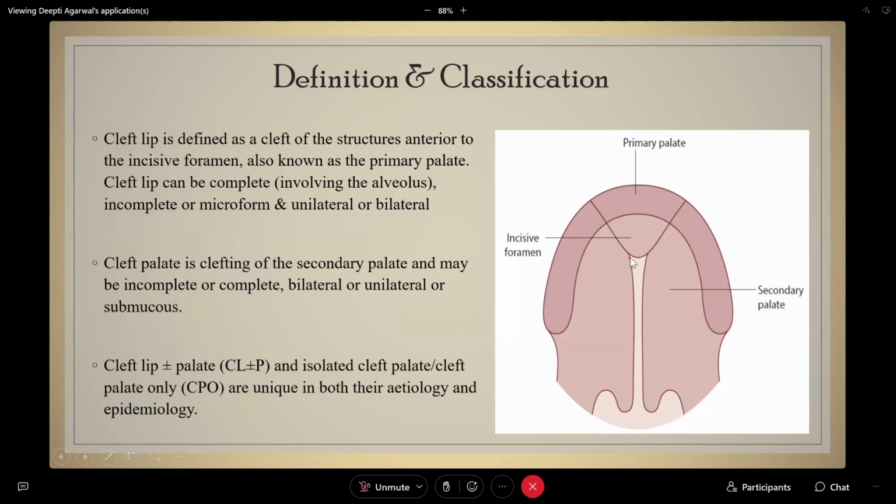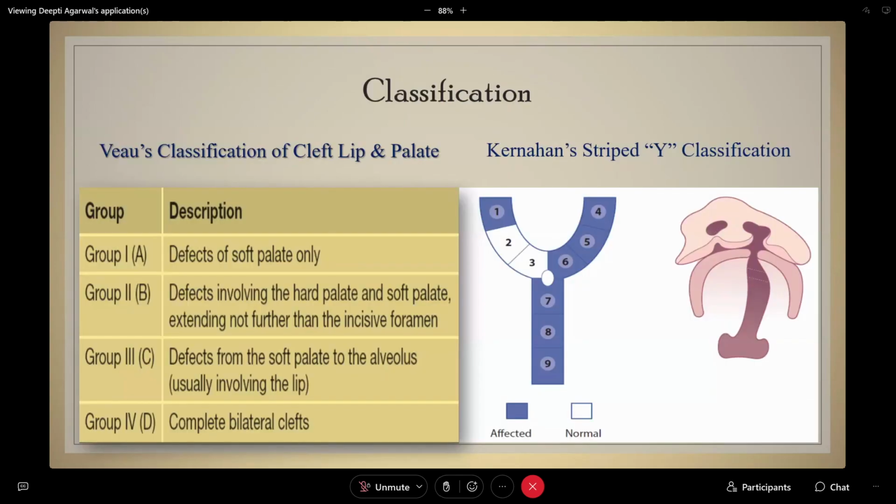Here is your incisive foramen, and structures clefting anterior to this are called cleft lip. It can be complete, that is involving the alveolus, incomplete, or unilateral or bilateral. Cleft palate is clefting of the secondary palate, and this also may be incomplete, complete, bilateral, unilateral, or submucous. Cleft lip and palate and isolated cleft palate, which is also known as cleft palate only, are unique in both the etiology and epidemiology.